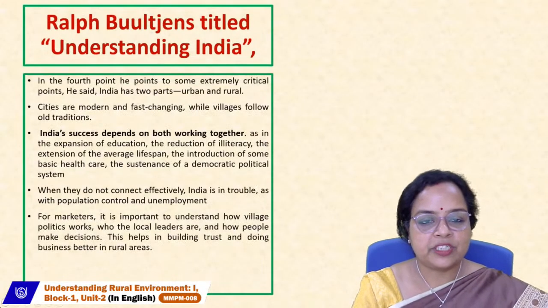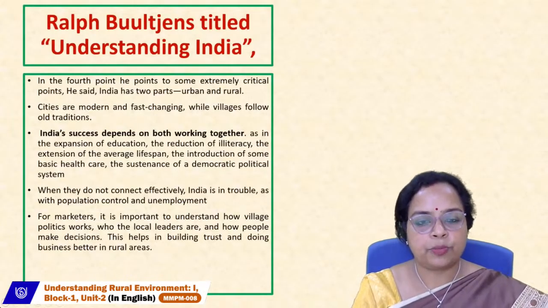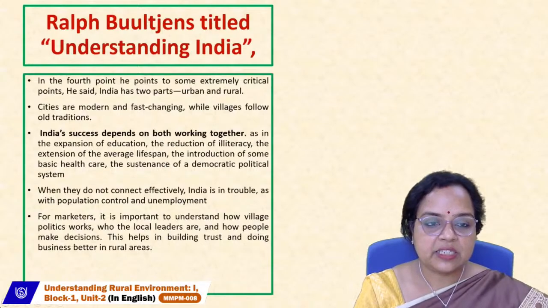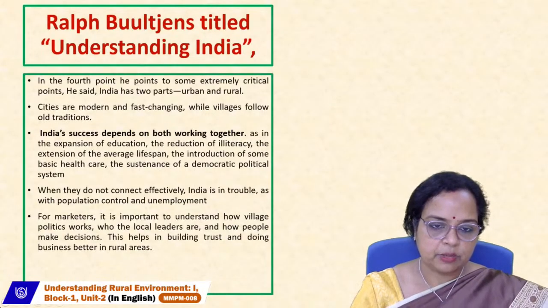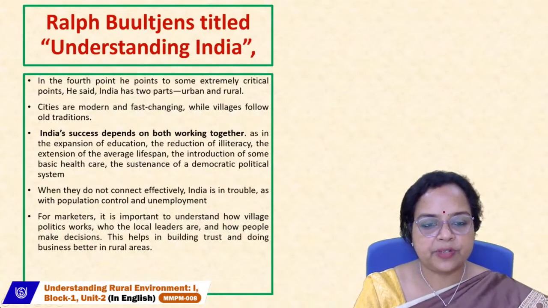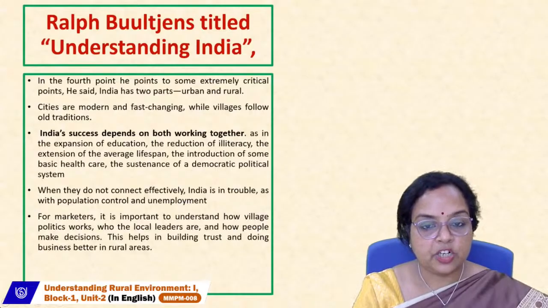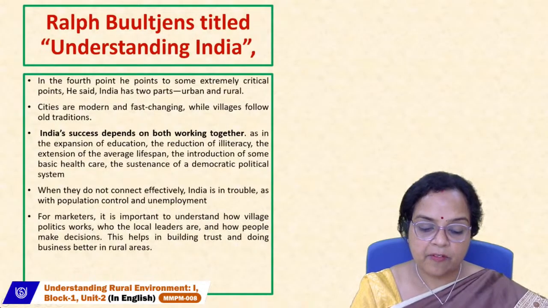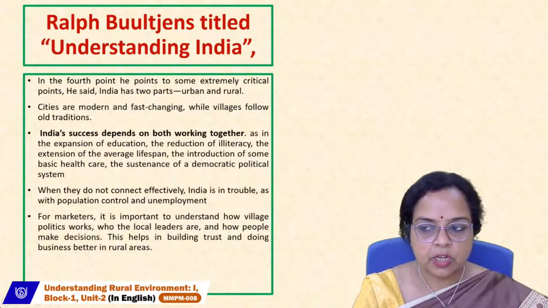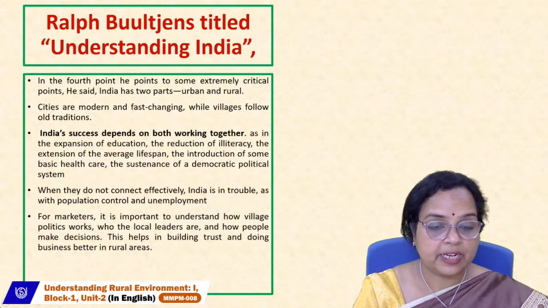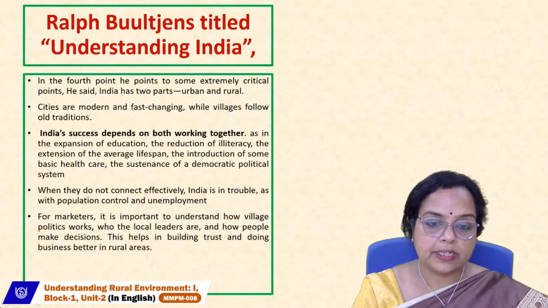In the fourth point, he points out some extremely critical points about the urban and rural divide in India. Cities are modern and fast changing, while villages follow some old traditions. India's success depends on both working together, as in the expansion of education, the reduction of illiteracy, the extension of the average lifespan, the introduction of basic healthcare, and the sustenance of a democratic political system. If all these factors coexist in harmony, India will definitely gain success in terms of business and overall growth. When they do not connect effectively, what will happen? India is in trouble.